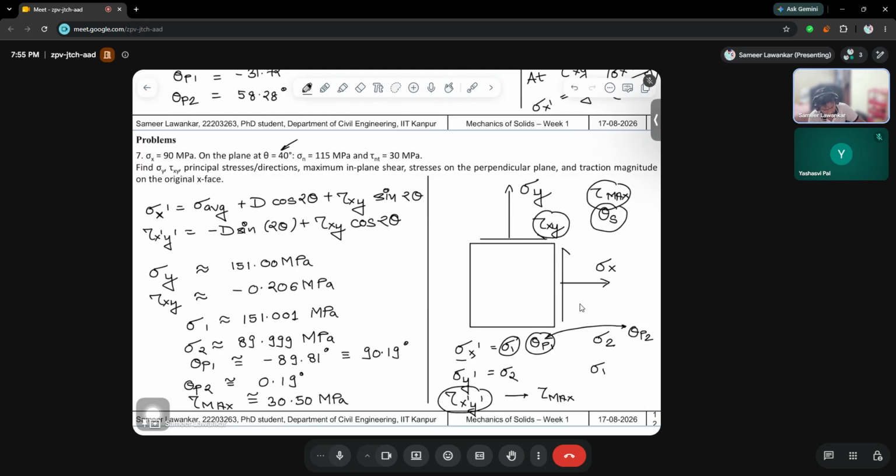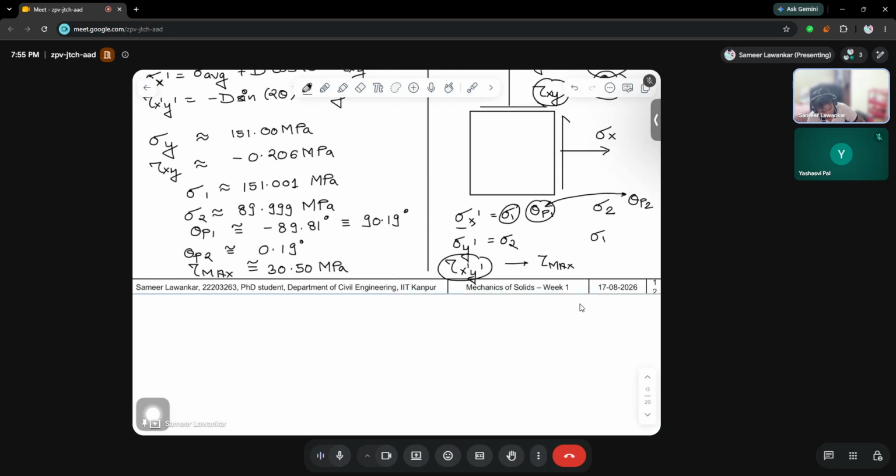Okay, so sigma n at theta equal to 130 degrees can be calculated as 126 MPa. Similarly, tau at that particular plane is nothing but equal to minus 30 MPa. I'm leaving the calculations up to you. Please try to solve this and at least match the solution so that you are clear. Okay, you can understand the question, you can apply the logic, and you can get the results.